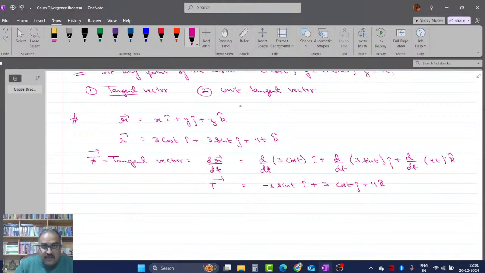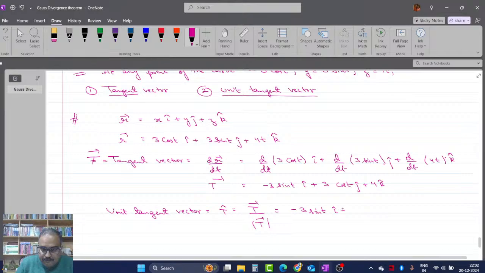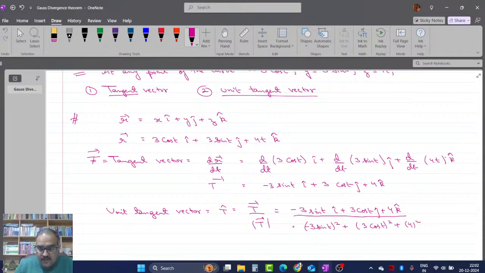Now the second part is unit tangent vector. Unit tangent vector is equal to T cap, that is equal to T vector over its magnitude: minus 3 sin t i cap plus 3 times cos t j cap plus 4 k cap divided by the magnitude, that is, root of minus 3 sin t whole square plus 3 times cos t whole square plus 4 square.